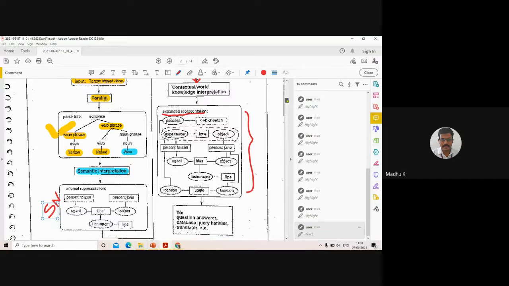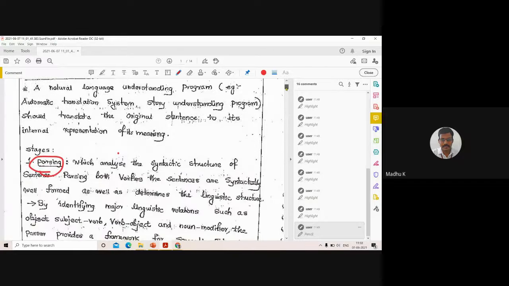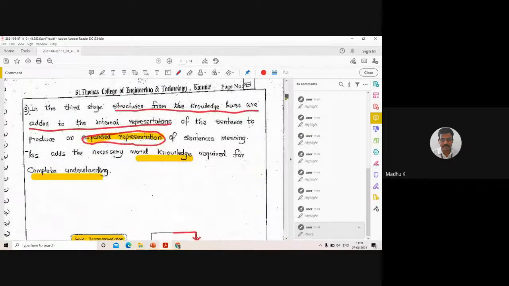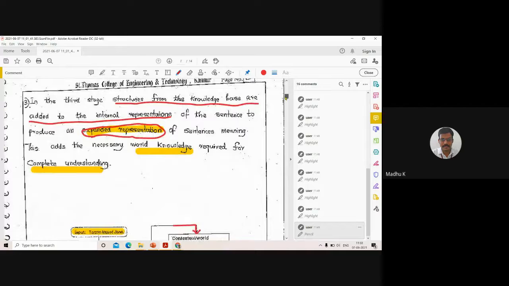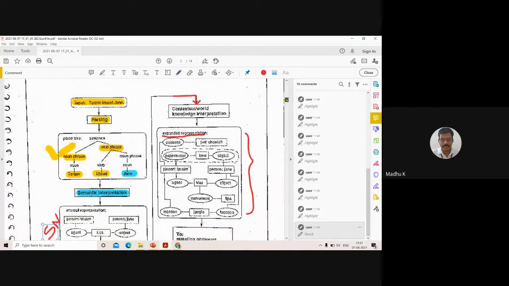So the topic is translation of original sentence into an internal representation of its meaning. How can it be done? There are three stages: one is parsing, another is semantic analysis, and the third is expanded processing. So just go through this example and write it.